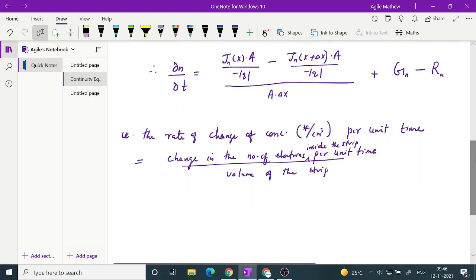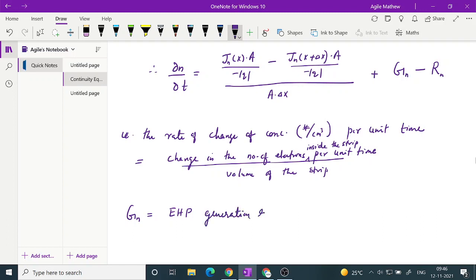Let me write, Gn is basically the electron hole pair generation rate. It could be electrically injected, or it need not even be electron hole pair generation, like in optical excitation. You can have other ways like injecting.